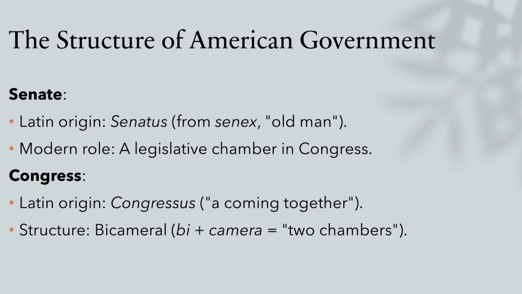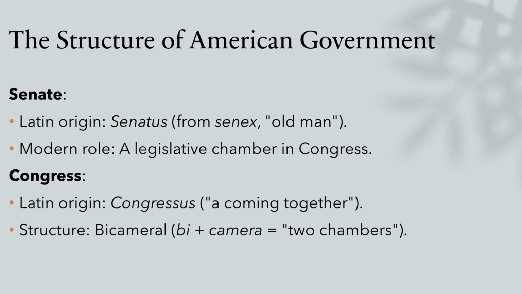Take the Senate, for example. The word comes from the Latin senatus, which is derived from senex, meaning old man. In ancient Rome, the Senate was a council of elders who advised the rulers. Today, the American Senate is one of the two chambers of Congress, representing the states and providing a check on the powers of the other chamber and the executive branch.